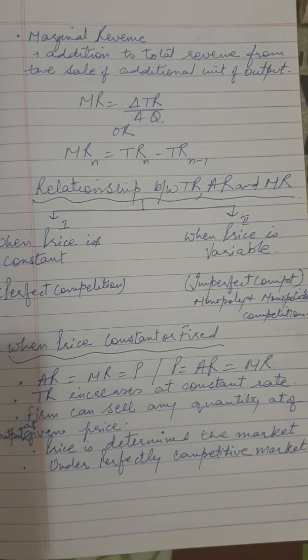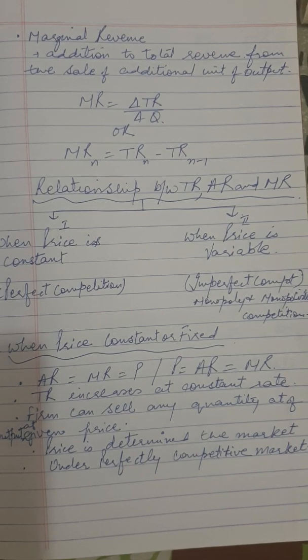Because the price is fixed. If price is fixed, that means AR is also fixed. If AR is fixed, that means the addition in TR is also fixed at a constant rate. And if that addition rate is constant, that means MR is constant. And if MR is constant, TR will increase at a constant rate, meaning its rate of increase is the same.